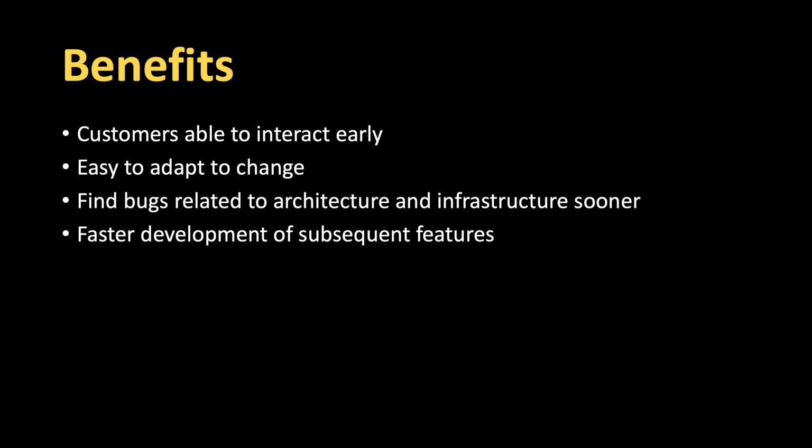Third benefit is easier to find bugs related to infrastructure and architecture sooner because you're writing a small portion of the whole thing, end to end for one feature. So any bugs related to architecture or infrastructure, things not connecting properly, you can find it earlier and you can test it and fix it. And so overall, this leads to faster development of subsequent features because once you've tested one small feature end to end, you're more confident and then you can quickly develop subsequent features.